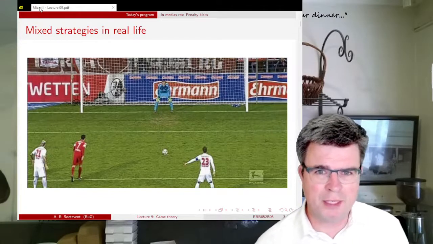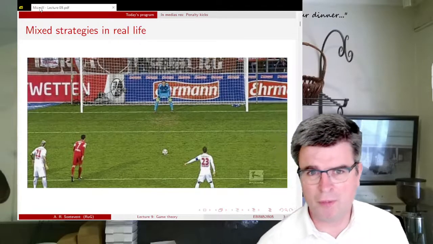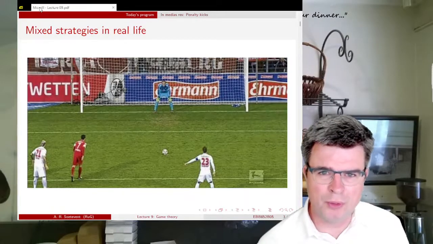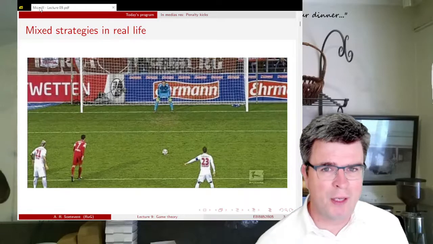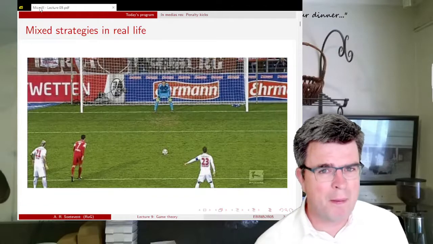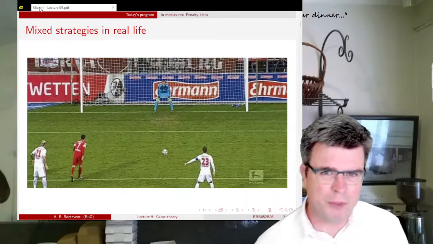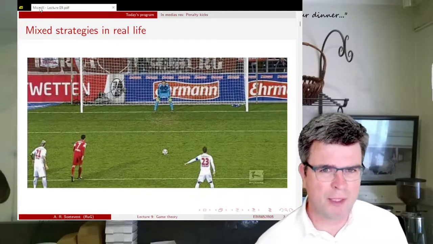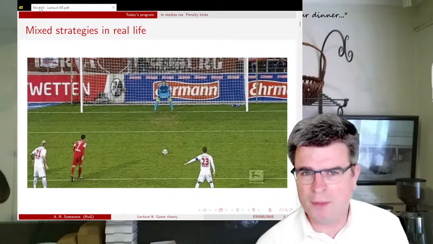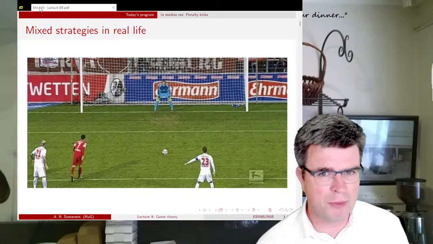Well, most players have a preference for left or right because, for example, they are right-footed, so they feel that they can kick the ball more precisely into the corner if they aim right. Would that be a reason to always kick the ball to the right of the goalkeeper? No, because the goalkeeper will anticipate that. He will know which player he faces and what the preference of the player is. And if the player is known for always kicking the ball to the right, then he will also dive to the right and stop the penalty. So the player will not be successful.